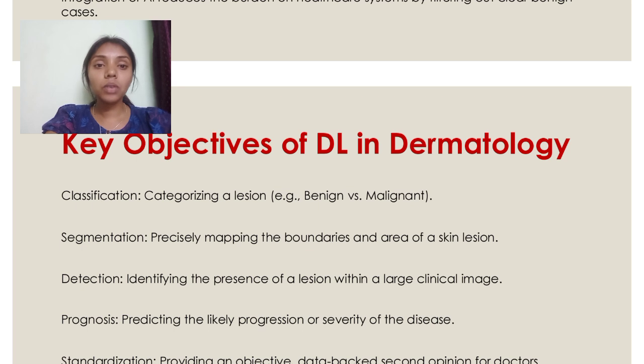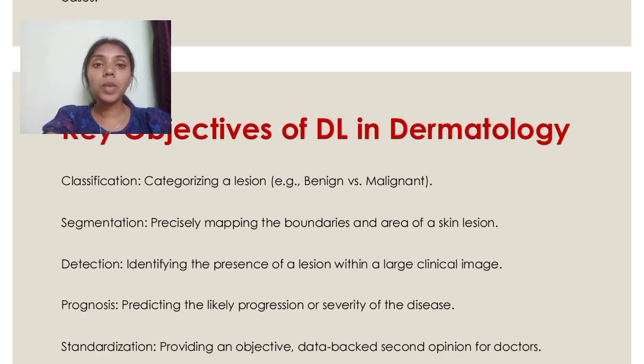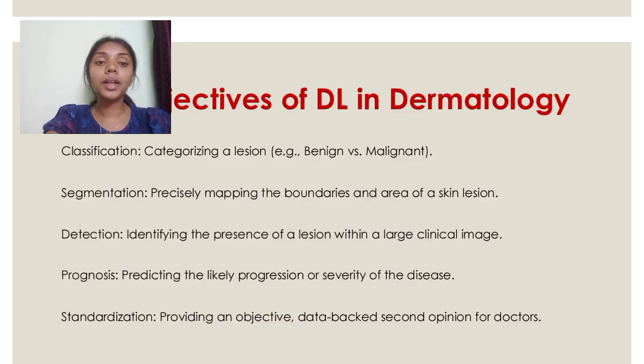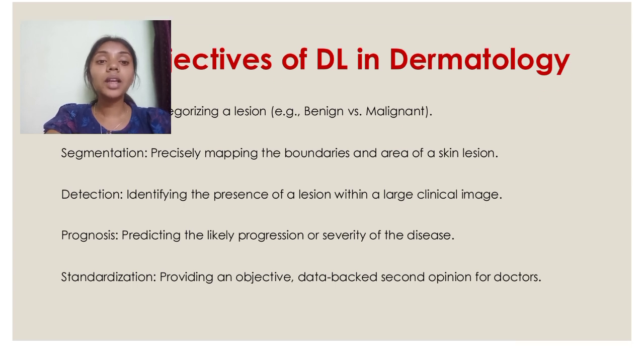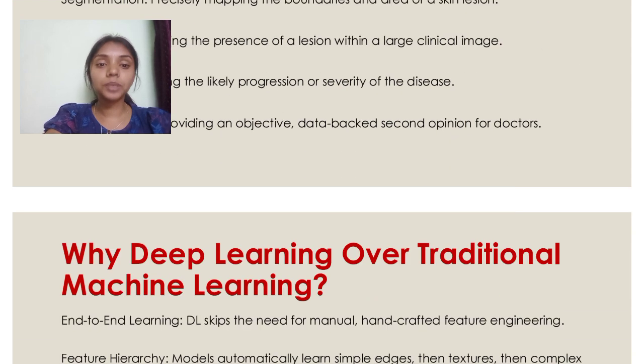And the next slide is key objectives of DL in dermatology. So here's classification, which is categorizing a lesion, for example benign versus malignant. After classification, we are seeing about segmentation. Segmentation is precisely mapping the boundaries and area of skin lesions. Detection is identifying the presence of lesions within the larger clinical image, and prognosis is predicting the likely severity of the disease. And standardization is providing an objective, data-backed second opinion for doctors.